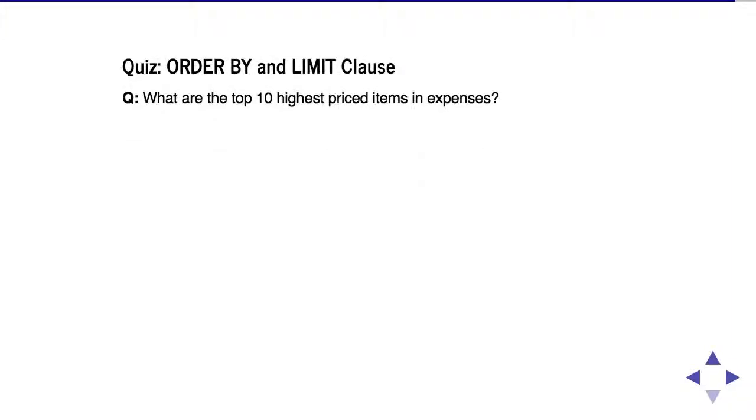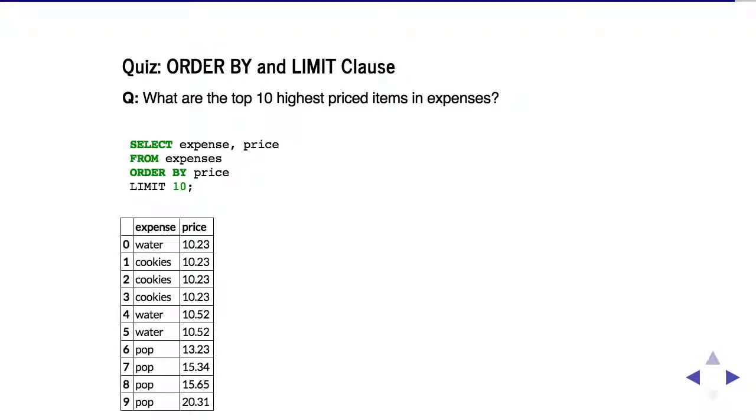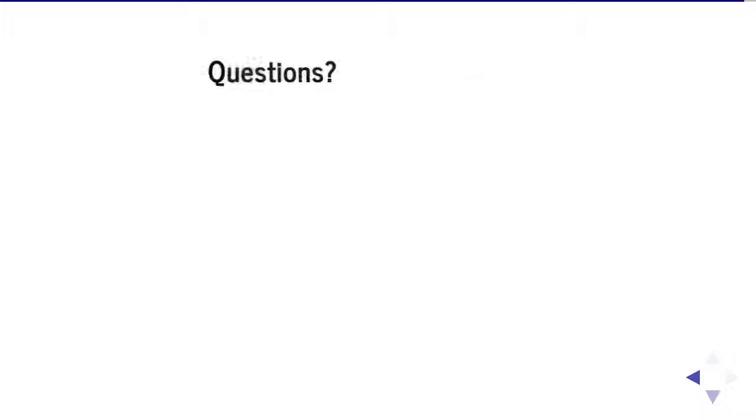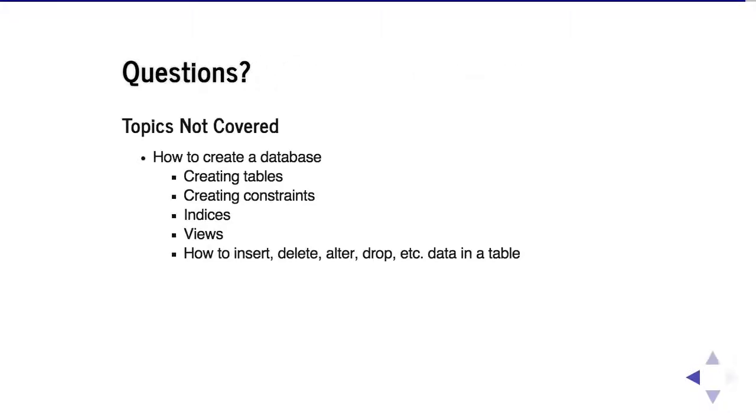I'm just going to go through this again quickly. What are the top 10 priced items in expenses? If we select expense and price from expenses, order by the price and limit to just the first 10, we would get this value up here. Remember, this doesn't eliminate distinct values, so if we order cookies several times, we get it up several times. So that's the end of the presentation.